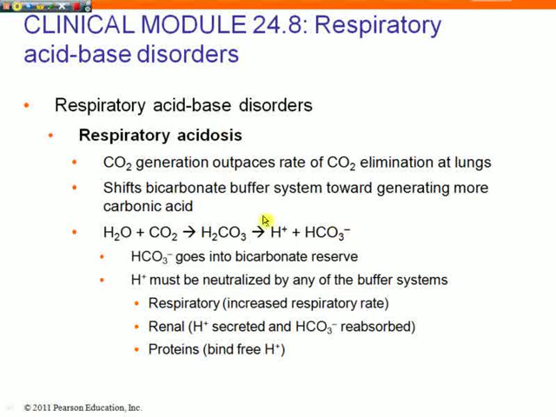So if the bicarb buffer system generates more carbonic acid, then what's going to happen? It's going to dissociate into hydrogen ions and bicarb. And if this goes in reverse, starting at carbonic acid, then it's going to dissociate into CO2 and water. The water will go into the system. The CO2 will be breathed out from the lungs. So the bicarb goes into a bicarb reserve.